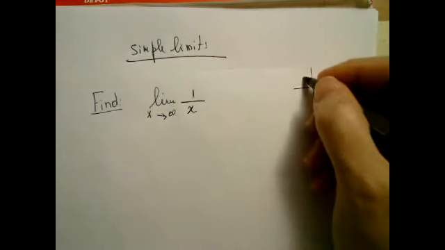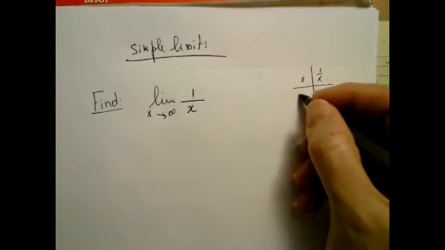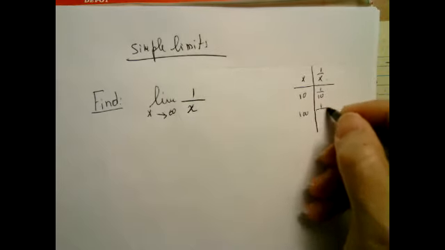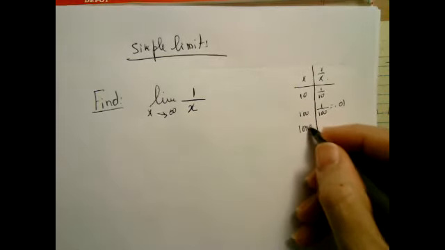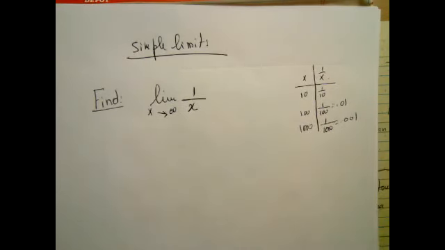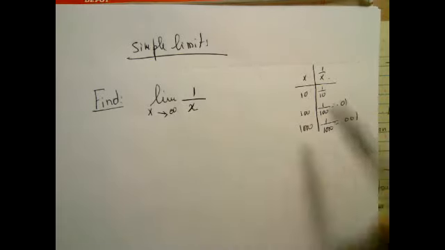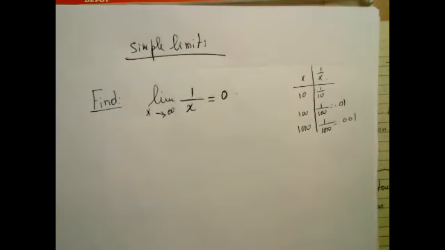If we take the table, x and 1 over x, I guess all of you see the picture. If I take x to be 10, I have 1 over 10. x equal 100, 1 over 100, 0.01. x equal 1,000, 1 over 1,000, 0.001. So you take just 1 and you divide it by a very, very large number, the ratio is going to be a very small number. Those are very basic, simple limits.